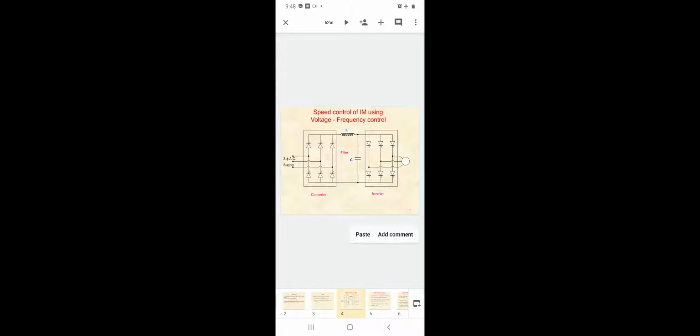We have already discussed this in single phase, half wave, full wave circuits for resistive load, inductive load, and speed control of DC motors. So by using this technique, you can control the speed of the induction motor.